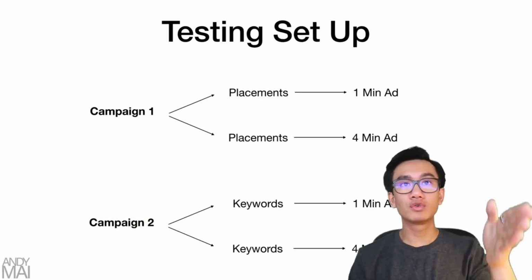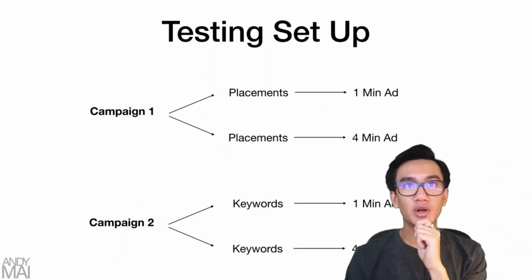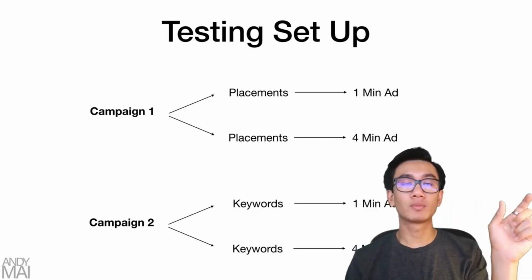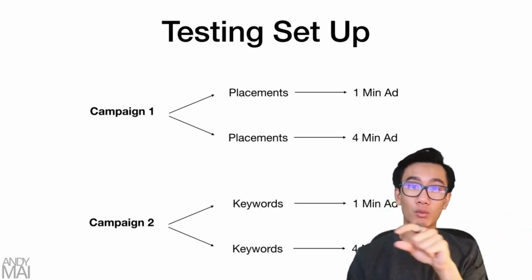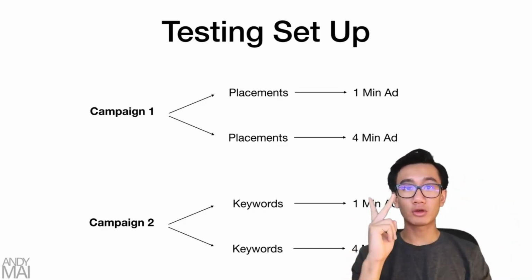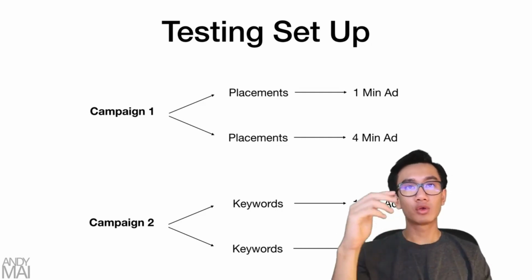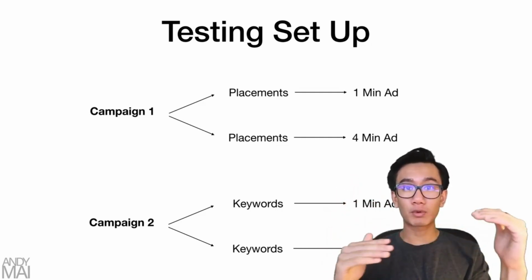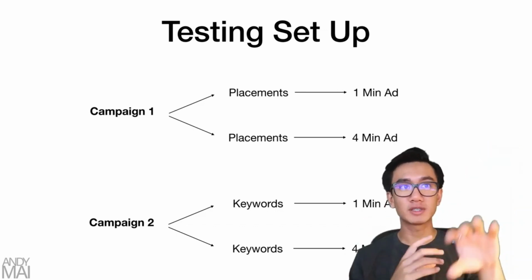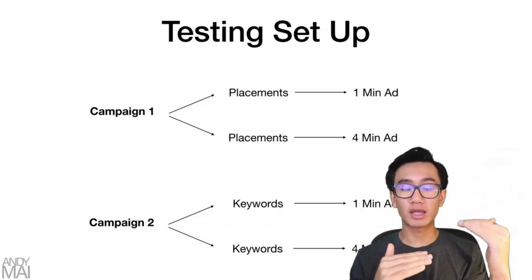But you basically have 2 campaigns, and then in each one of the campaigns there's going to be 2 ad groups. The difference between the 2 ad groups is one is going to be the 1-minute ad and one is going to be the 4-minute ad. See how you segment everything? Rather than having those 2 ads under one ad group, you want to have the 2 ads separated by 2 ad groups, and then the 2 different types of targeting, placements and keywords, separated by 2 campaigns.